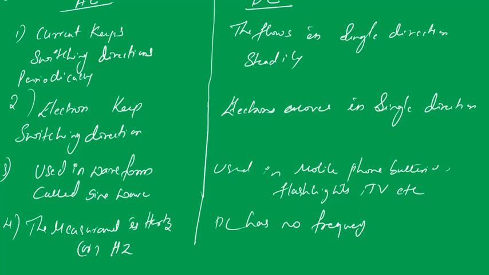So the second point will be, when it comes to current, electrons play a very important role. In AC, the electrons keep switching directions. The movement of the electrons keeps fluctuating forward and backward. Whereas in direct current, the electrons move in a single direction as there is no fluctuation and the current flows in the direct way.